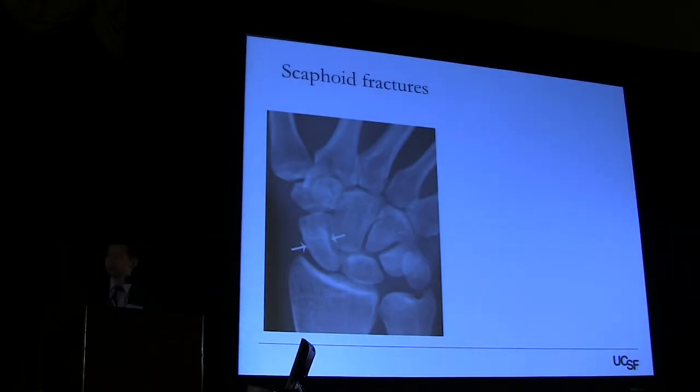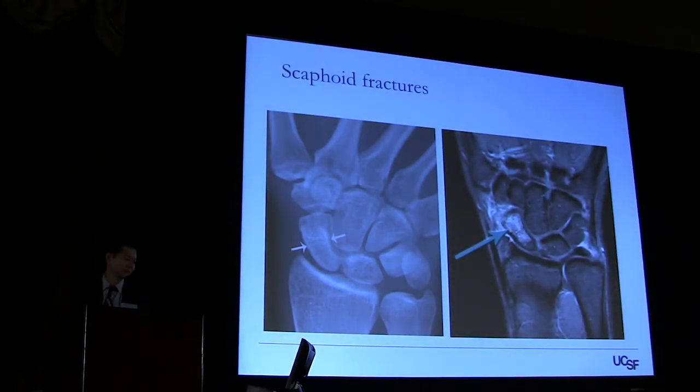And of course, scaphoid fractures. Here's an x-ray. You may see a little bit of a lucency here, but you're not really sure. But then when you get an MRI, you can really see that there definitely was a fracture, and there's all of this bony edema, all of this signal there from the injury.